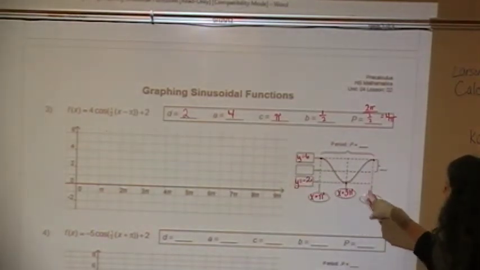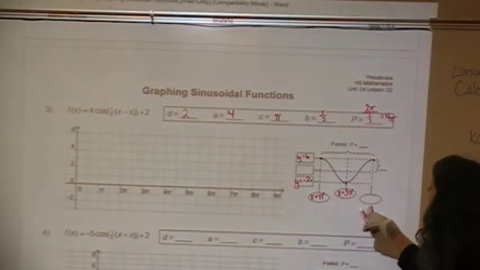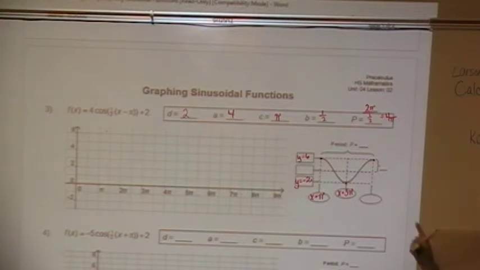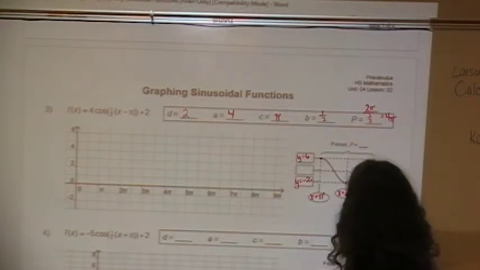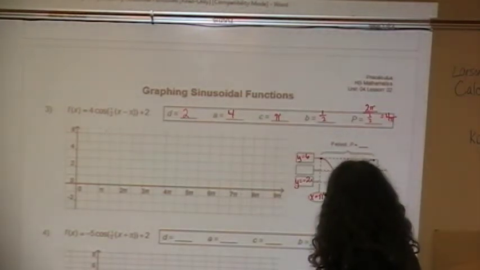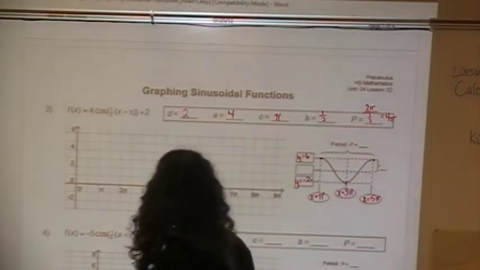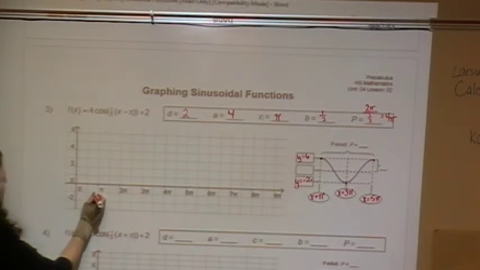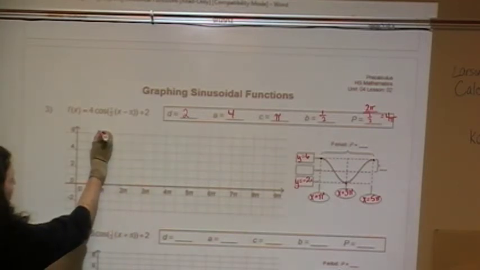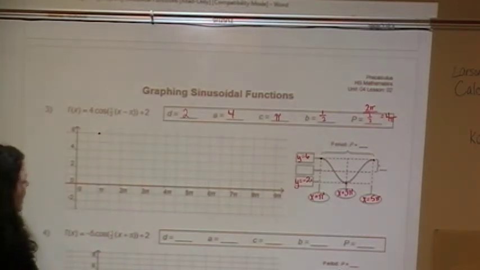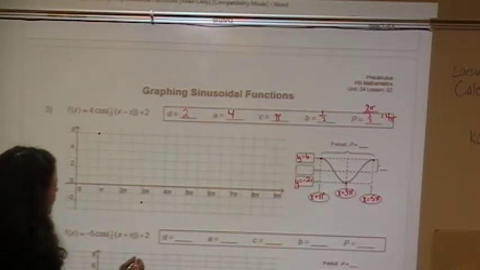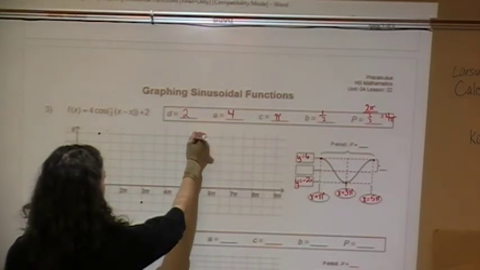And this last point, I need this value. That's C plus the whole period. So pi plus 4 pi, so this is 5 pi. Okay, so peak, valley, peak, so I need pi, 6. Then 3 pi, -2. And then 5 pi, 6.